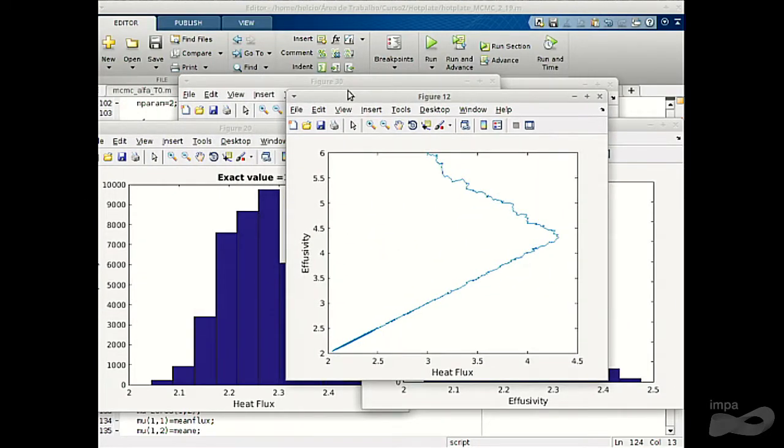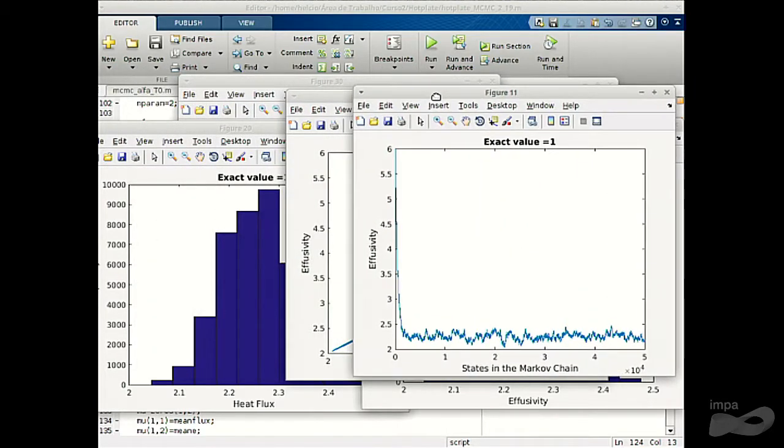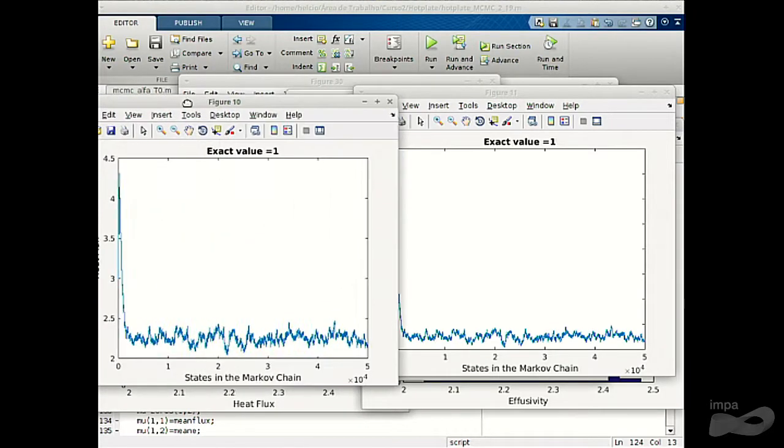Our joint posterior distribution, you see our line here demonstrates the total correlation of the two parameters. And now let's try to put the two chains together, okay? So this is the chain for the effusivity, and this is the chain for the heat flux. Take a look and see how they look alike. See? This point here, this point here, this point here, see? Here and here, there, okay? Because of the total correlation between the two parameters.